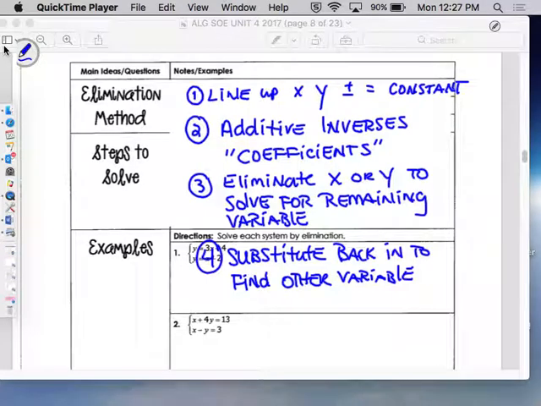This video is going to talk through the elimination method for solving systems of linear equations. I would like you to listen to what I'm going to say, stop the video, and then write down the 4 steps.